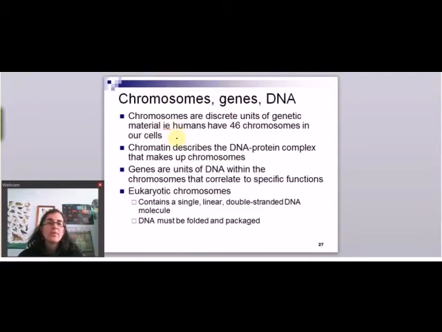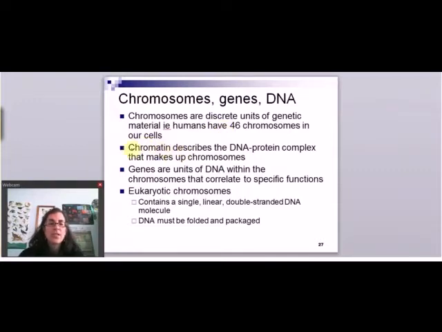So chromosomes are discrete units. That means like an actual physical unit of genetic material. And so to give you an example, humans have 46 chromosomes of these genetic units in our cells. So there are 46 actual physical objects inside of our cells that contain our genetic material.